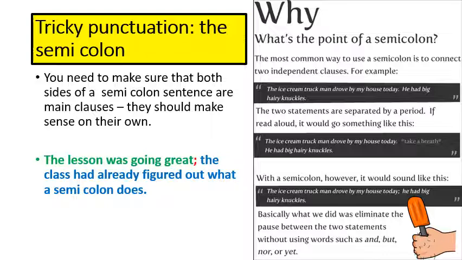The only thing you need to be aware of, or keep in mind, is that both halves of your sentence with a semicolon in need to be main clauses. That means that they should make sense on their own. So if we look at our example here, the lesson was going great, and then the semicolon, that first part in green there would make sense by itself. The second part, the class had already figured out what a semicolon does. Again, if you put that in a sentence by itself, it would work.